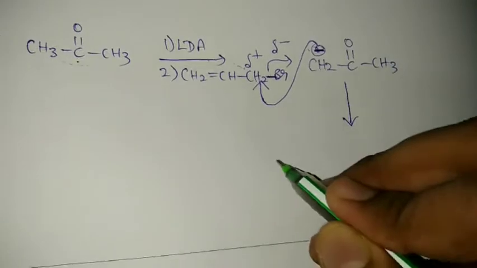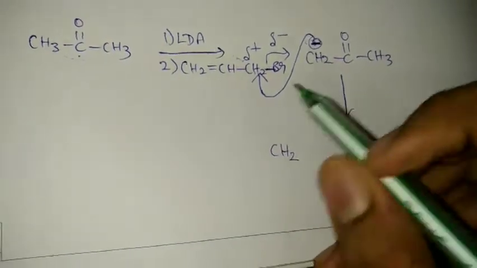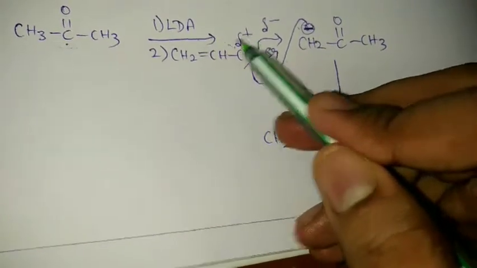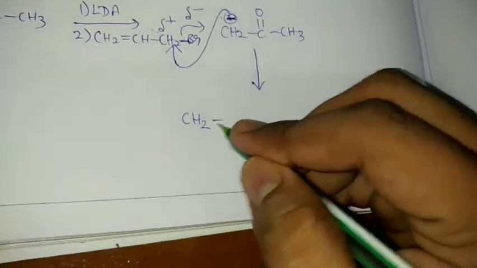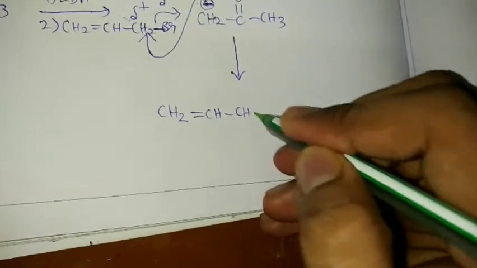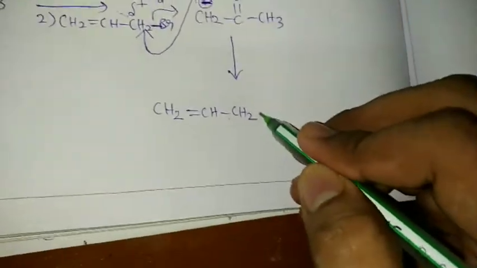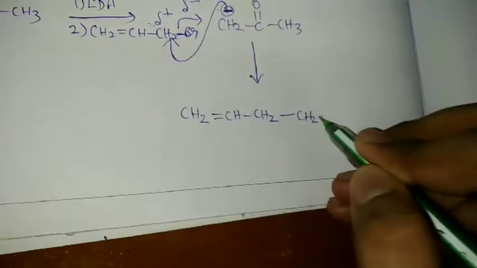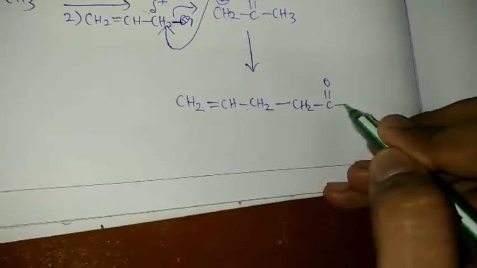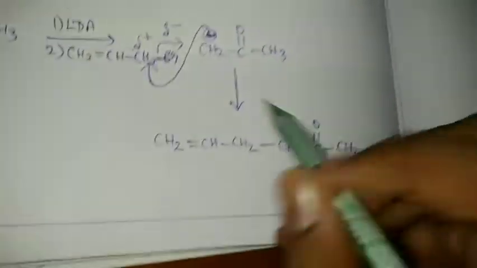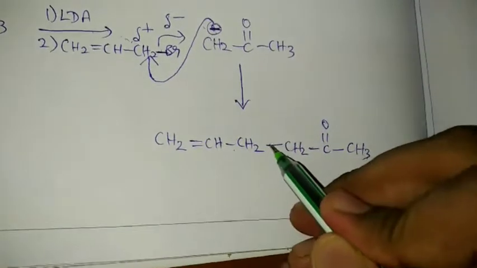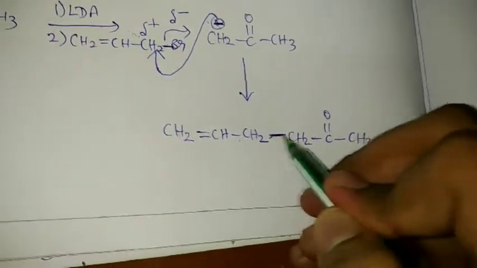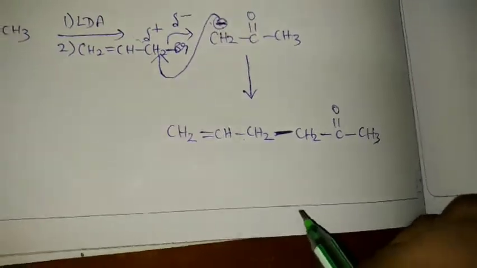So what will happen? CH2. Moreover, if the positive charge forms over here, it is also resonance stabilized. In that way you can also say CH2 double bond CH. So it will be CH2, bond, CH2, C double bond CH. Simple. Okay, this is the product. This negative charge is the bond formed over here. It's as simple as that. So this is the product formed.